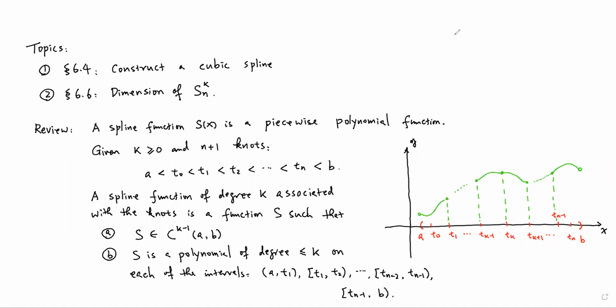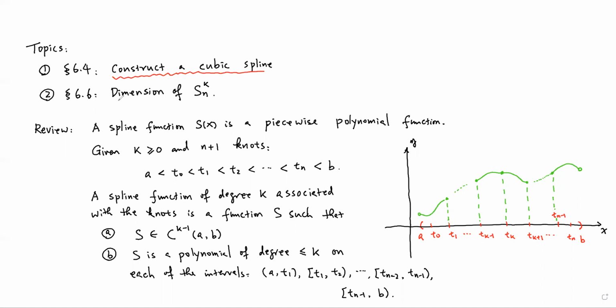Today I want to construct a cubic spline function. A cubic spline function is a piecewise polynomial function. So over each interval, the spline function is a polynomial. Cubic, the polynomial, the degree is three.